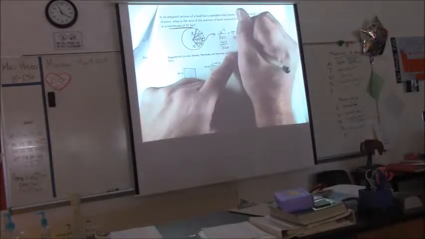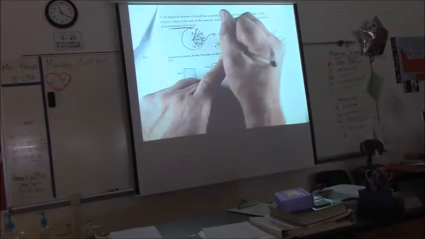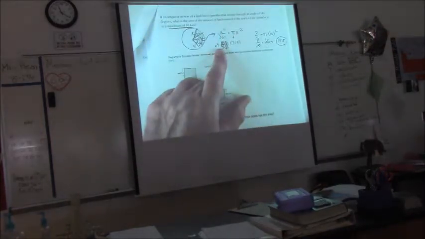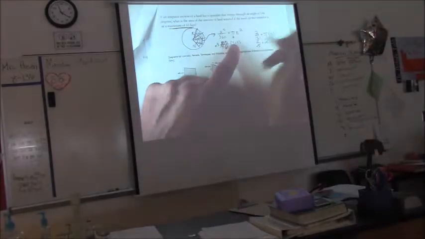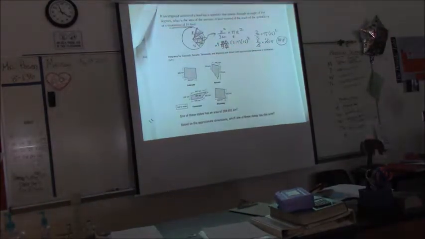So if they didn't care, and you were going to plug in pi, then you could say, I'm not worried about this then. 144 over 360 is 0.4. And it would be what? 0.4 times pi times the radius squared. If they said, just don't worry about it.